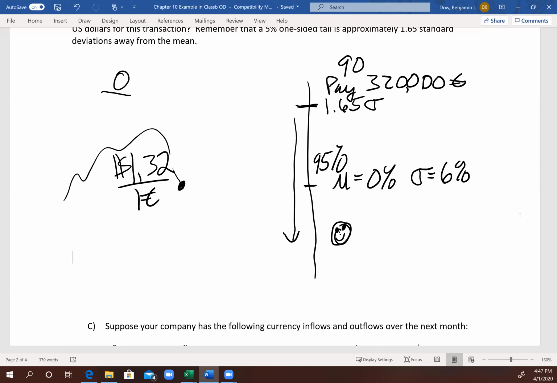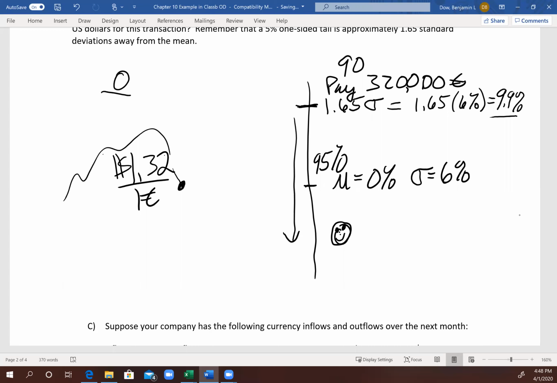All right. So 1.65 times 6% would put us at 9.9%. So now what we can see is we might end up paying 9.9% more than we thought. That's kind of our worst case scenario. So what do we think we're going to pay?